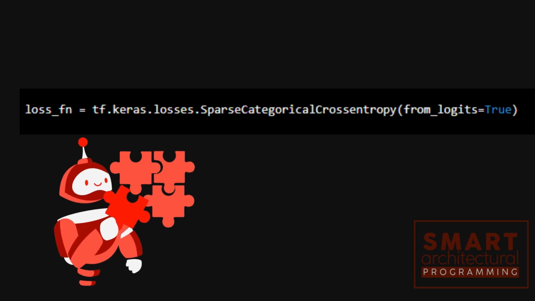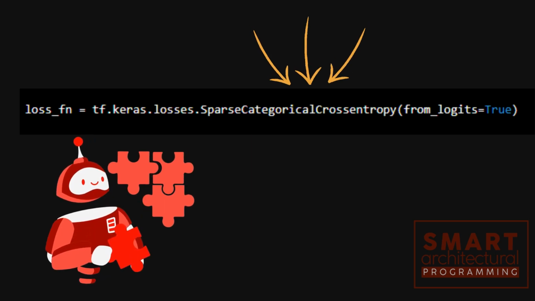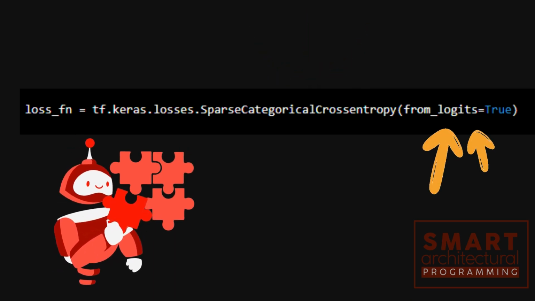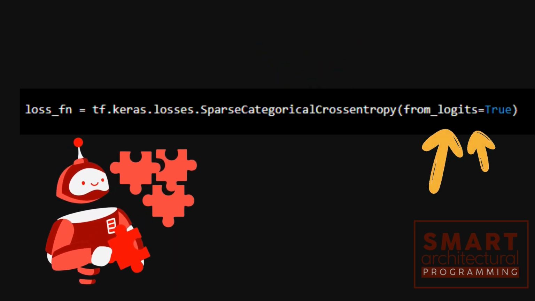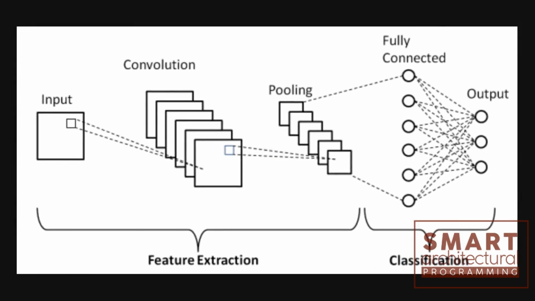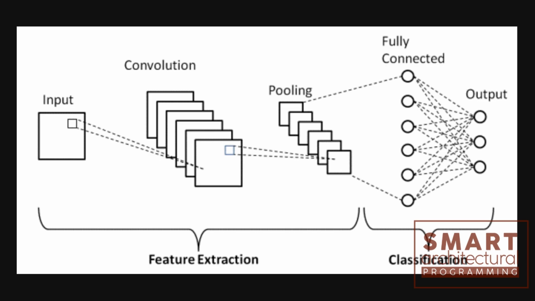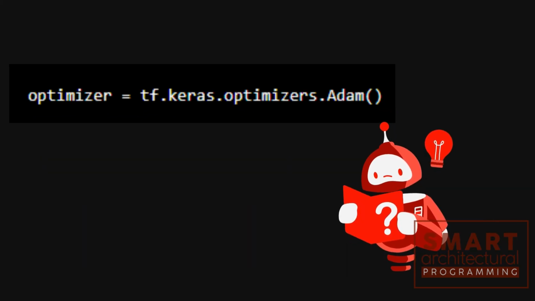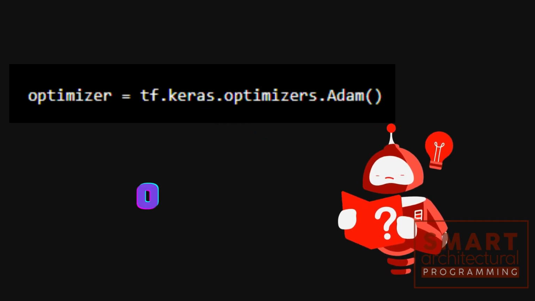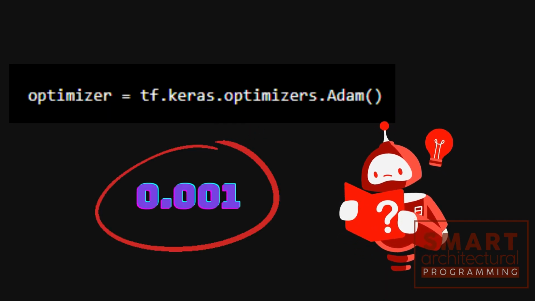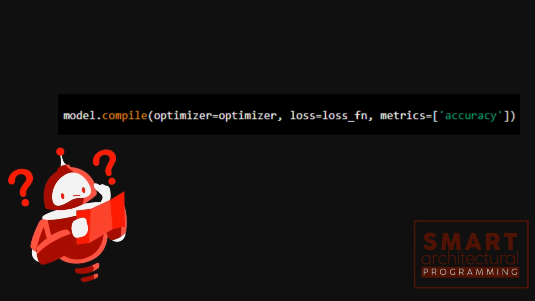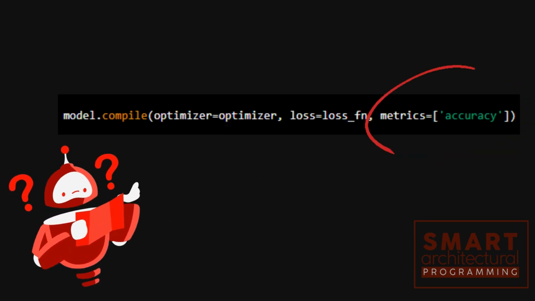Define the loss function as sparse categorical cross-entropy, which is suitable for multi-class classification problems like this one. We set from_logits equals true because the last layer of our model has no activation function, so its outputs are logits, raw predictions, rather than probabilities. Define the optimizer as Adam, which is a popular optimization algorithm for deep learning. We'll use the default learning rate of 0.001. Compile the model with the loss function and optimizer, and specify accuracy as a metric to track during training.